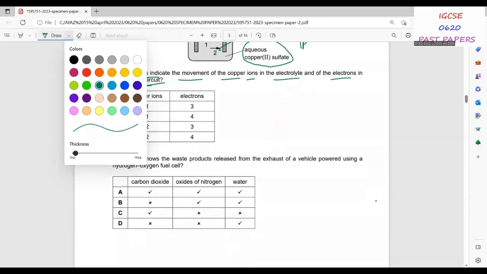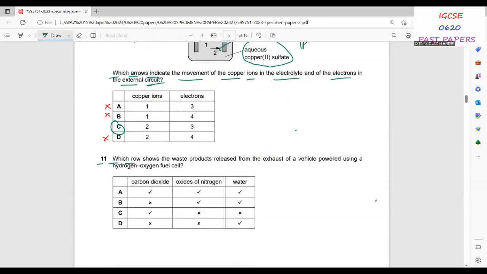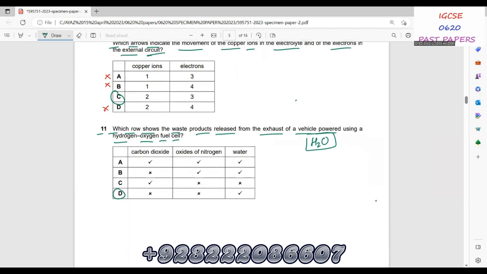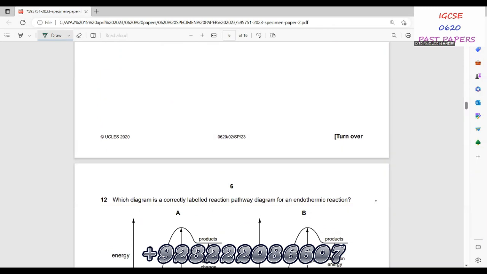Number 11. Which row shows the waste products released from the exhaust of a vehicle powered using a hydrogen-oxygen fuel cell? Whenever you have a hydrogen-oxygen fuel cell, you have only one waste product, and that will be water. So the only choice which is correct here is choice D. All the other choices are incorrect.